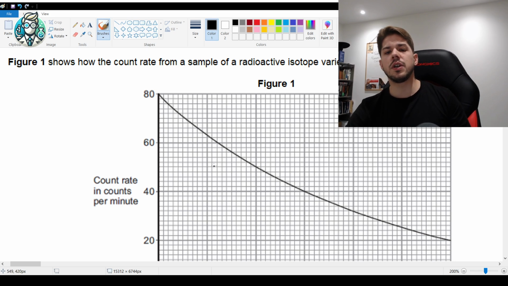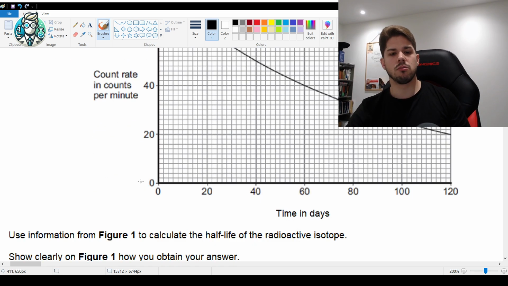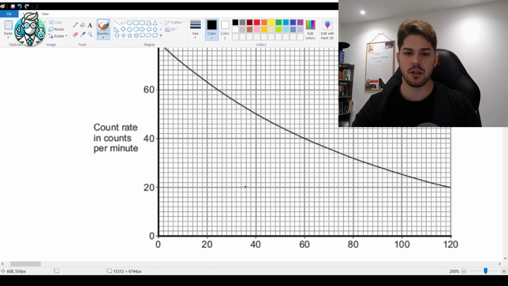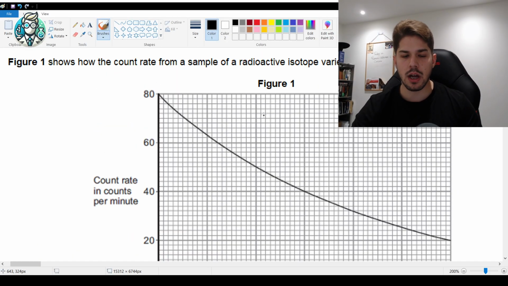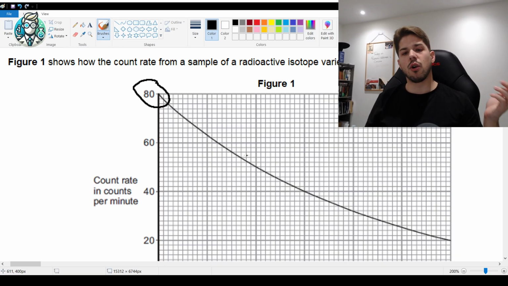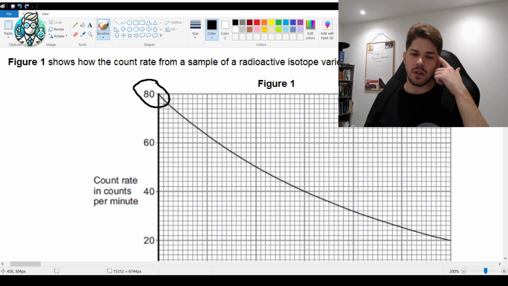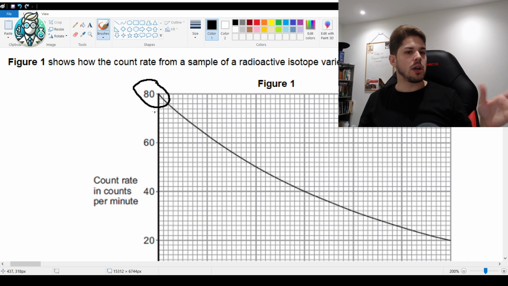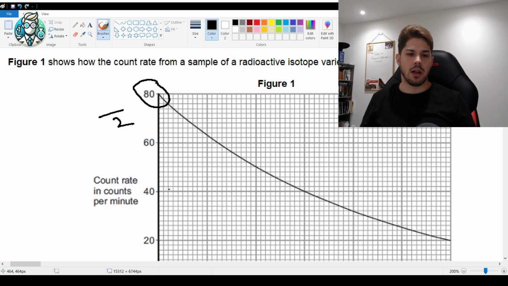Alright, so if they give you this graph and they ask you to calculate the half-life, how do we do it? It's much easier than you think. First of all, you need to look at how much is the original amount of radioactive isotopes that we have. In this case, the original amount of radioactive isotopes is 80. So then you need to think about, if 80 is the initial amount, how much is the half of 80? Well, you see, it's 40.